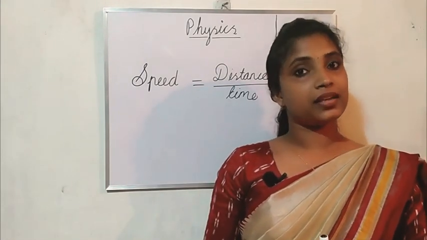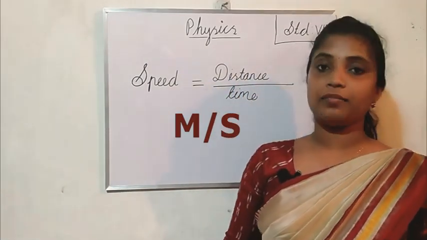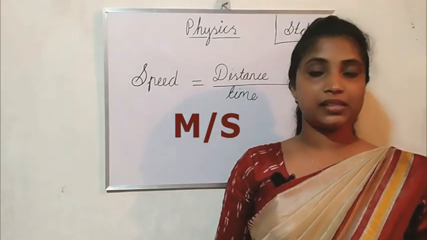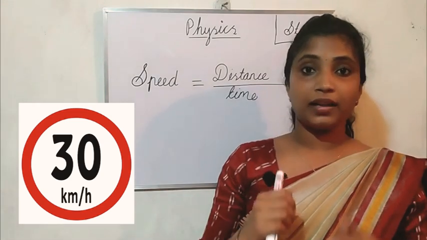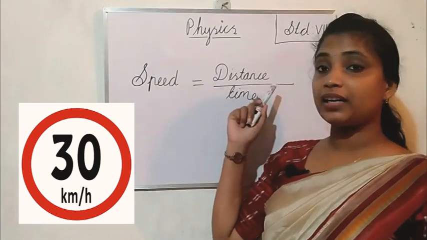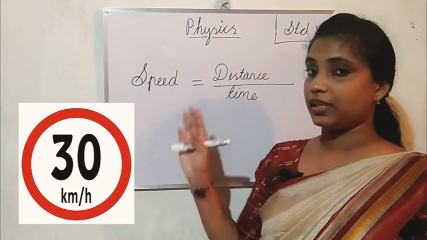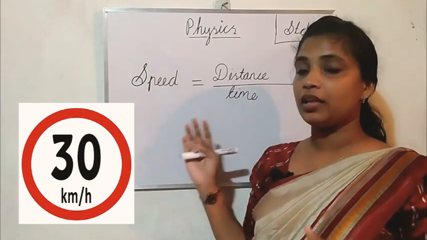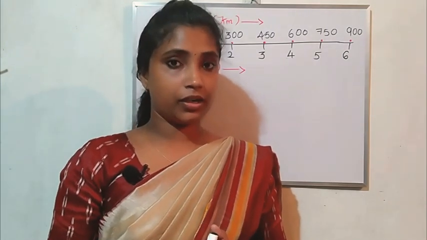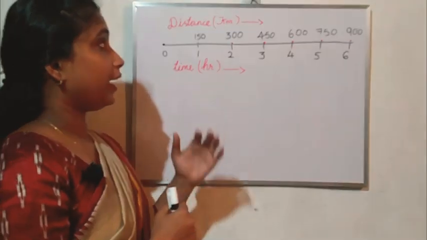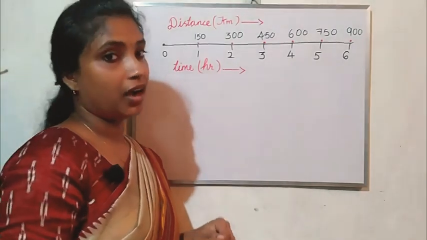It was meter per second. That means distance is measured in meter and time is measured in second, meter per second. But in this signboard you can see that it is 30 km/h. That means the distance traveled is measured in kilometers and the time is measured in hour. That is 30 km/h. We have distance traveled by such a train in different times. Let's look into that. Here the distance is measured in kilometers and the time is measured in hour.